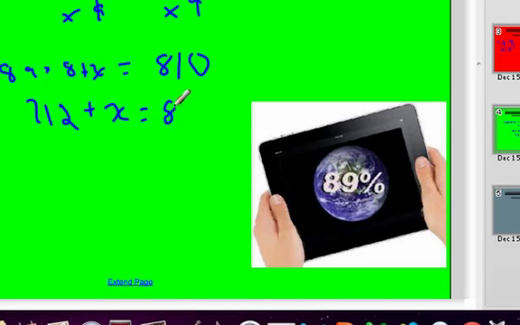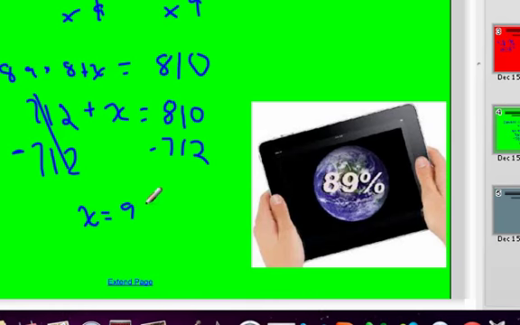And if you do the inverse operation of addition, which is subtraction, you subtract 712 from both sides here. Those cancel. We do 712 over here. We subtract that. x is going to equal, your missing score is going to be 98. So again, the minimum score you need is a 98.